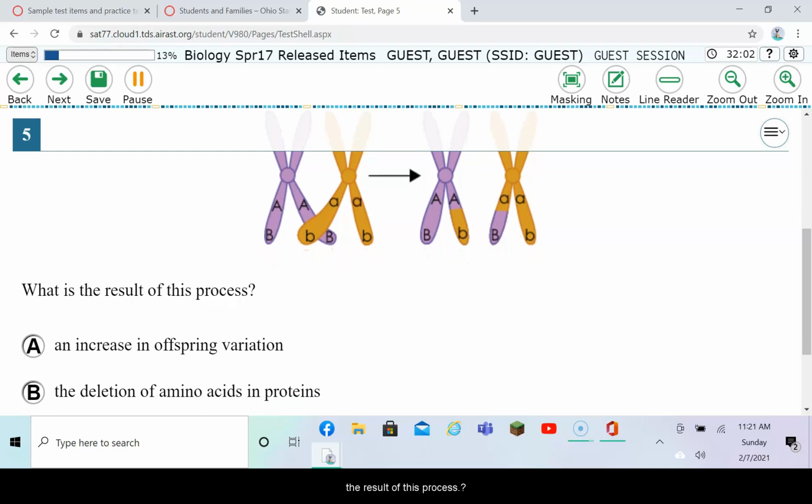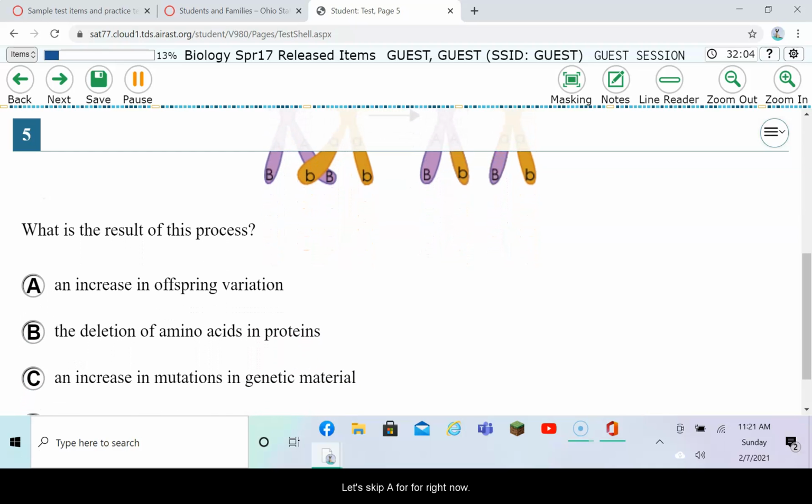What is the result of this process? Let's skip A for right now. The deletion of amino acids and proteins? No. Crossing over is just mixing up the chromosomes, mixing up the genes. Is it an increase in mutations in genetic material? Of course not.